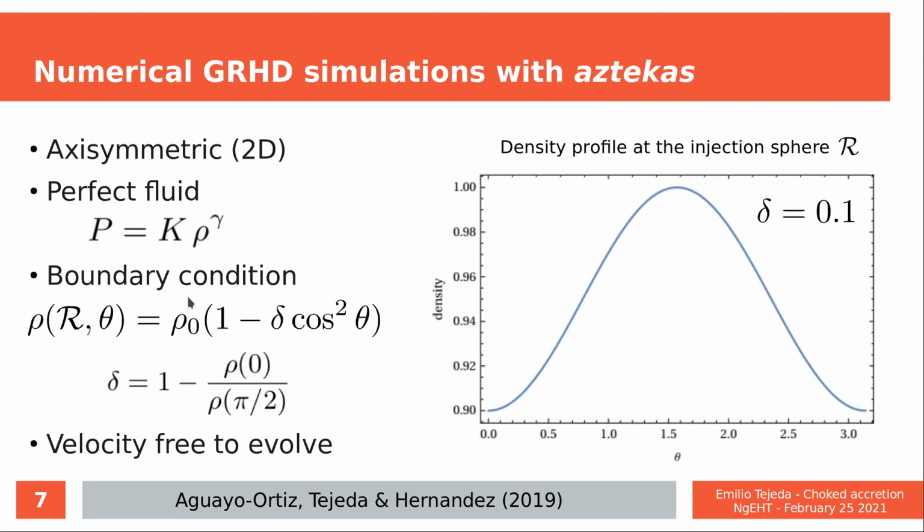We adopt as boundary condition at the injection sphere this density profile that introduces in a simple way the density perturbation behind the choked accretion mechanism. The parameter delta encodes the density contrast between the equator and the poles of the injection sphere. Plotted here is an example of the boundary condition for a density contrast of 10%.